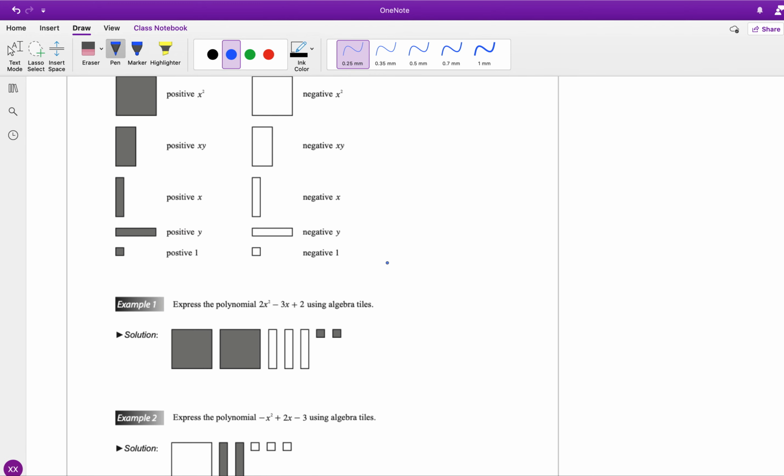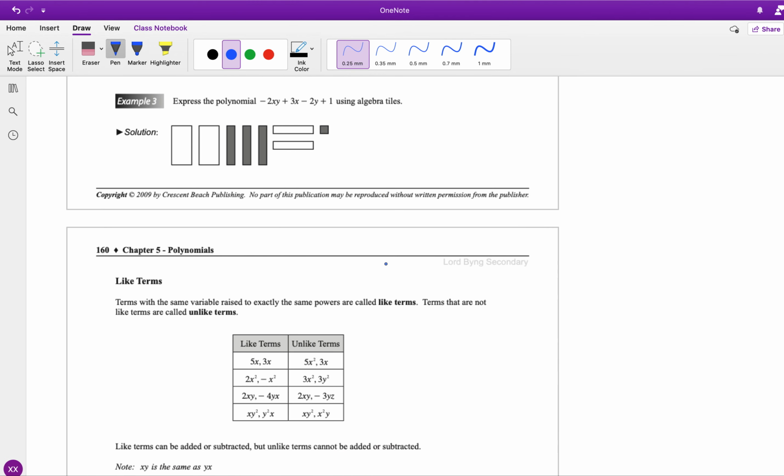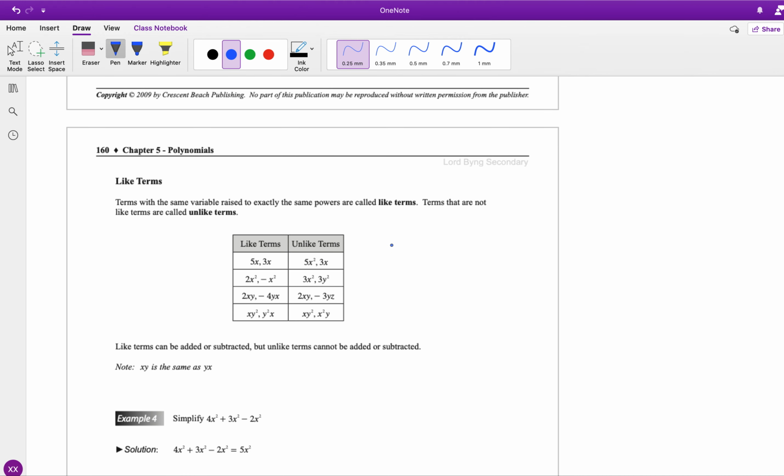We do not touch the algebra tile today. And then we also talk about what like terms means. This is very important in order to know how to add, subtract, multiply, and divide polynomials, especially adding and subtracting. So like terms have 2 things. One is they are the same variable and also exactly the same power. So they have to have the 2 conditions, the first one and the second one.